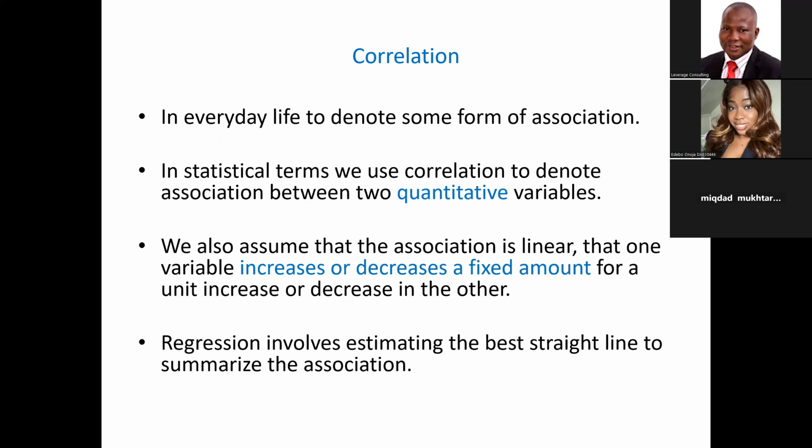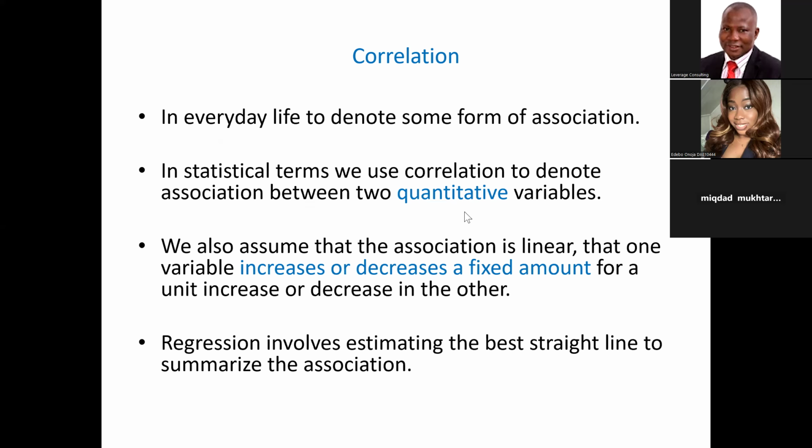In everyday life, we use the word to denote some form of association. In statistical terms, we use correlation to denote association between two quantitative variables. We also assume that the association is linear, that is, as one variable increases or decreases, there is a fixed amount of increase or decrease in the other for a unit change.